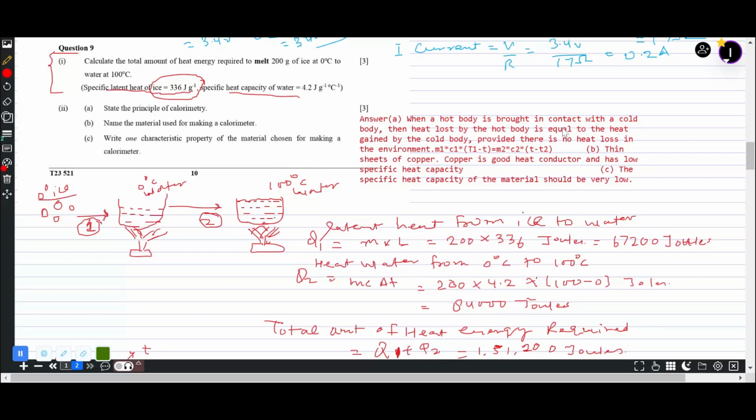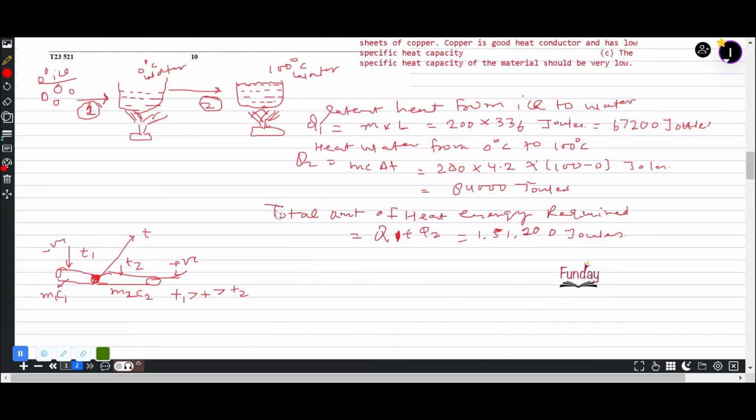When a hot body is brought in contact with a cold body, heat loss by the hot body is equal to the heat gained by the cold body, provided there is no heat loss in the environment. Presuming that they are all covered by the insulator, so there is no heat loss. There is an insulation here in the system of the bodies. Okay, and there is no heat loss, so this is the heat transfer.